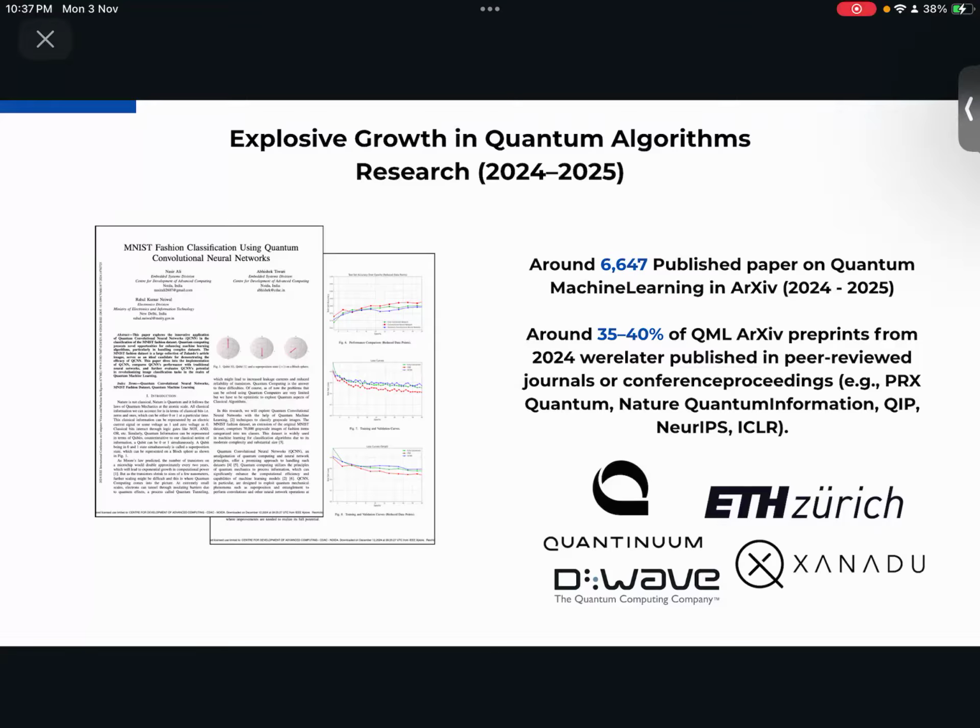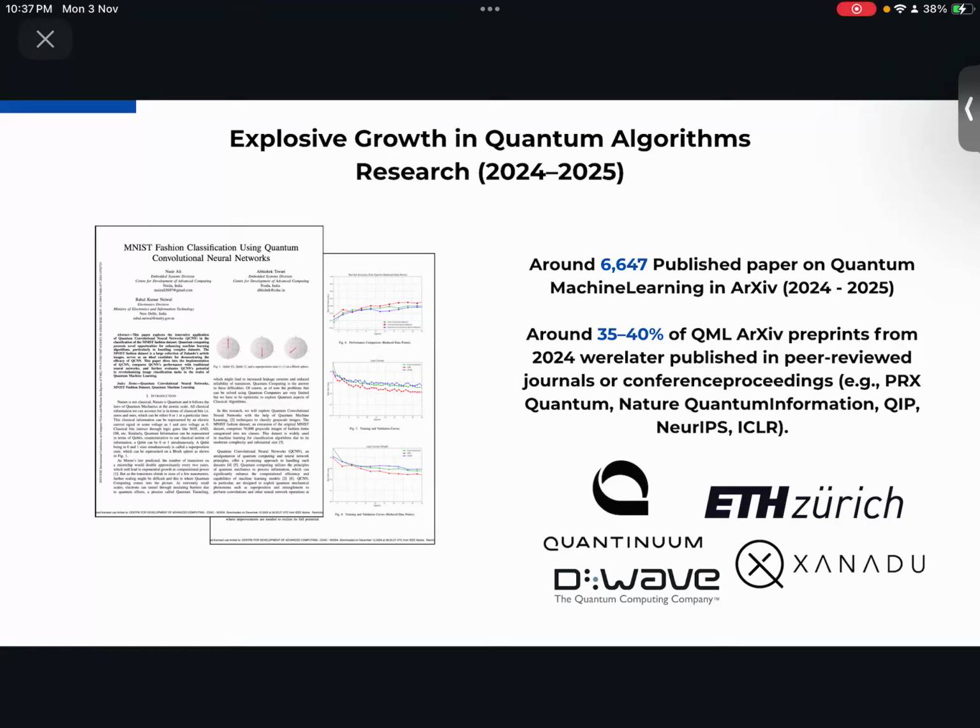So we've been seeing an explosive growth in quantum algorithm research. In the statistics between 2024 and 2025 alone, there were more than 6,000 papers published on arXiv on quantum machine learning only, and around 4,000 also published on quantum optimization.